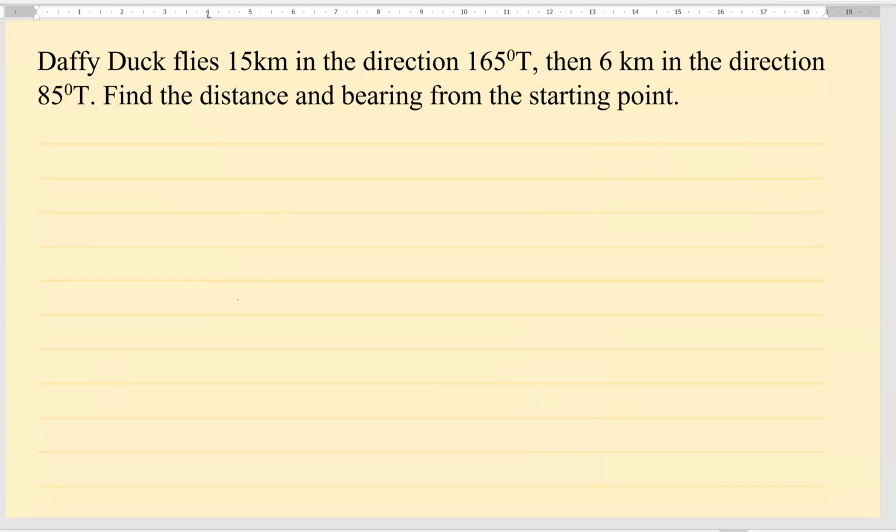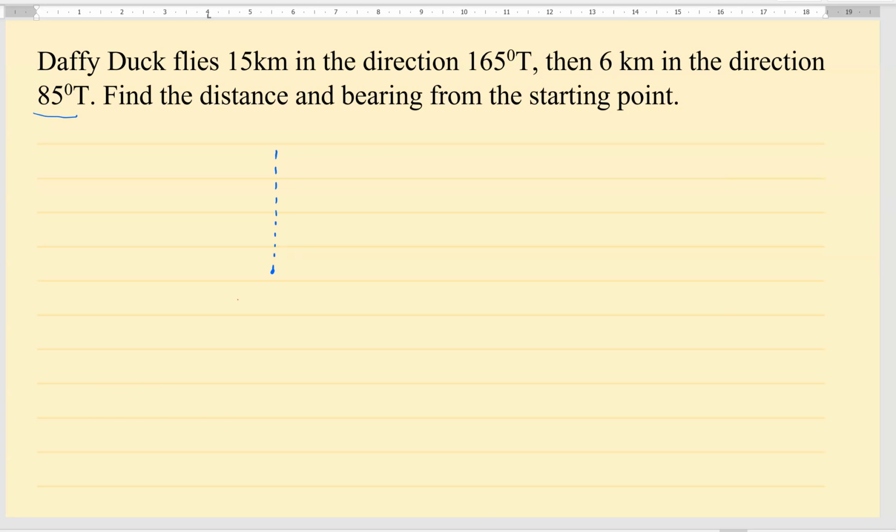Okay, we've got Daffy Duck flying around, and he's going to go 15 kilometers in the direction of 165 degrees true. He then stops, changes direction to go 85 for 6 kilometers, and we want to find the distance and bearing from his starting point. So all of these questions, we start by putting a dot somewhere on our page, and we put our dotted line now, which indicates our true north.